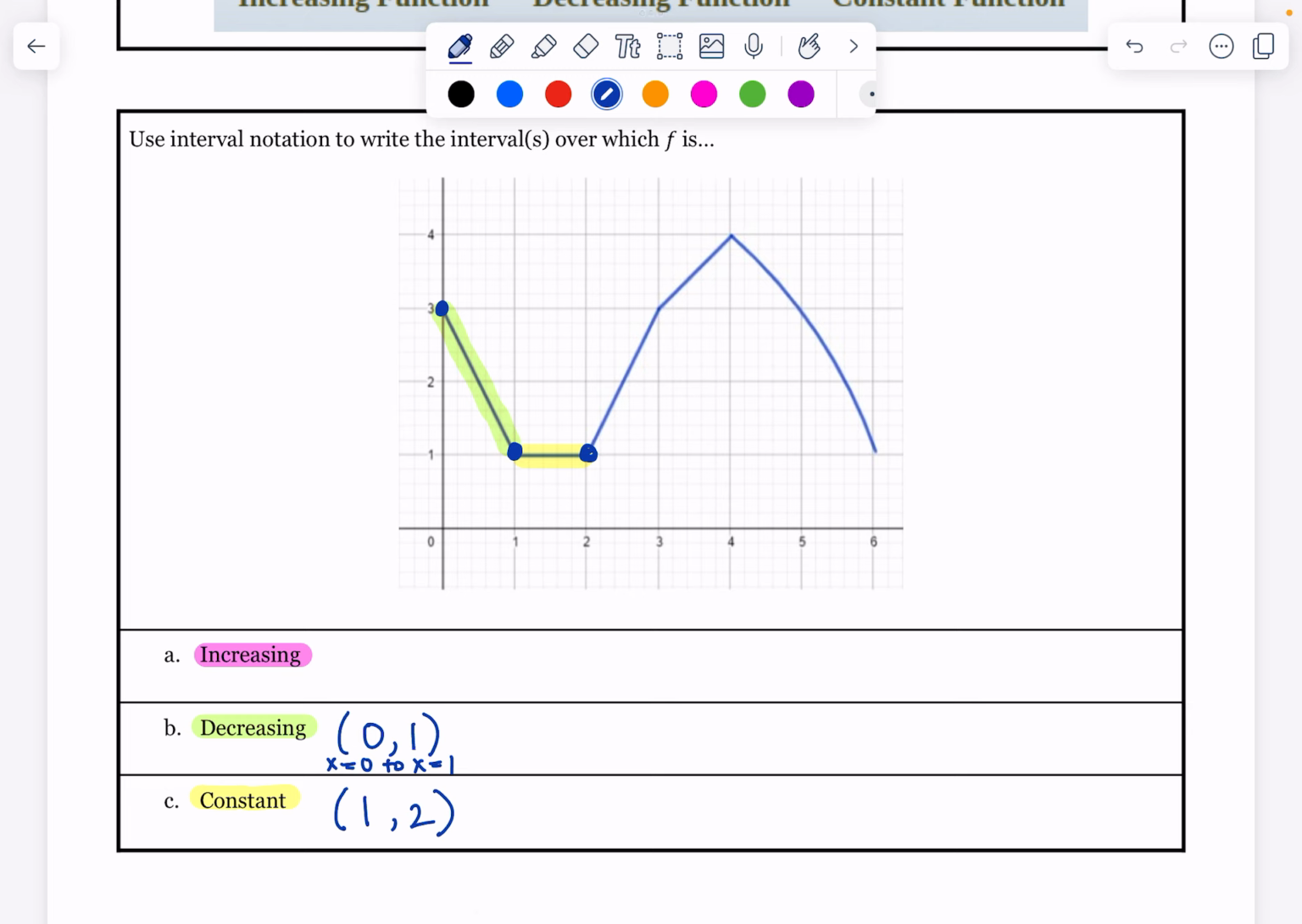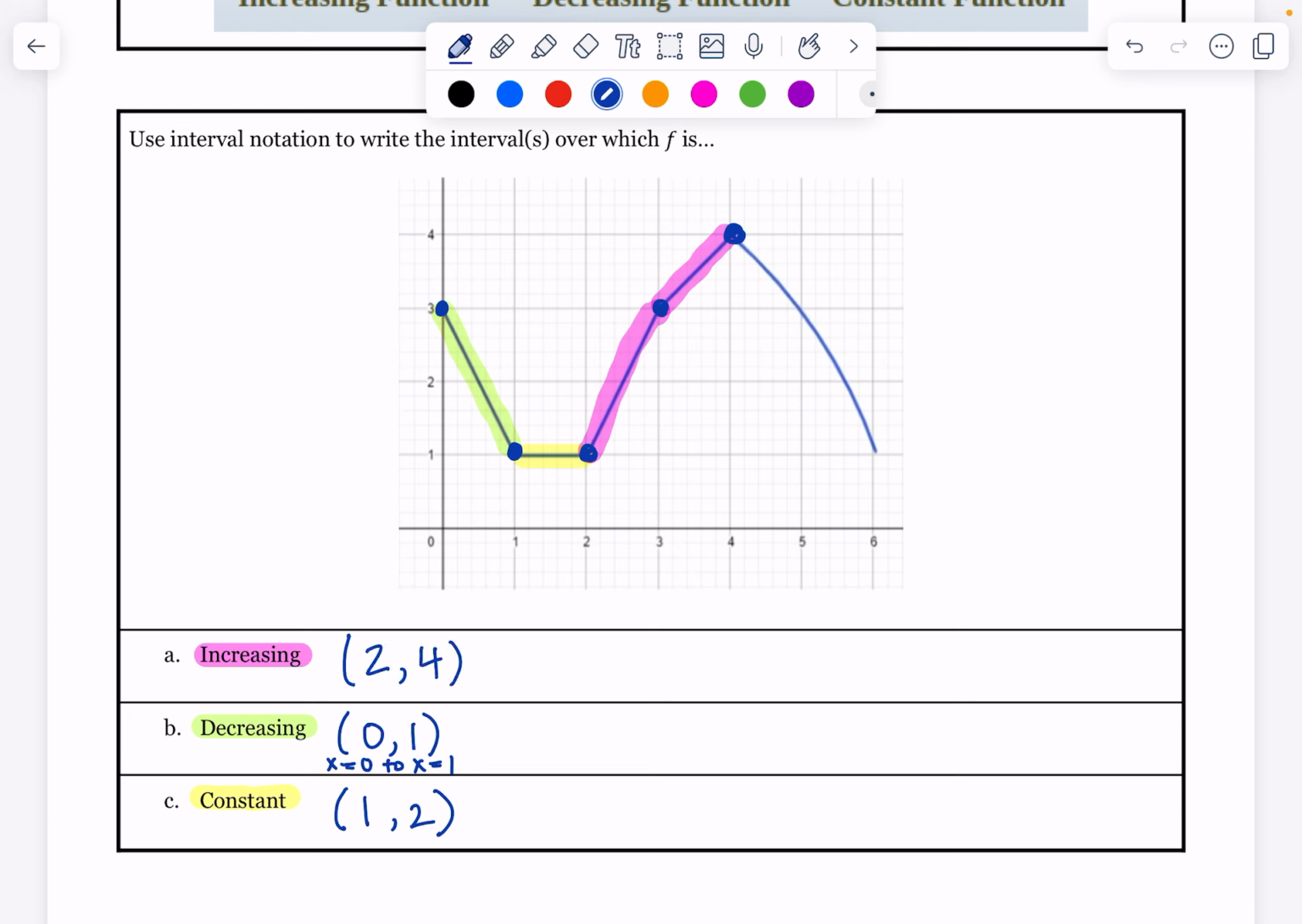All right, the next section of our graph goes to, there's a bump in the graph here, but notice from this dot to this dot, the graph is increasing, but it continues to increase to the next dot as well. So we can combine those two intervals and go all the way from x equals 2 to x equals 4 on that one. So for increasing, we have x equals 2, all the way to x equals 4 is increasing.